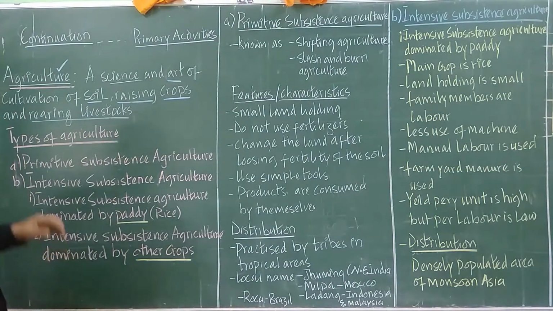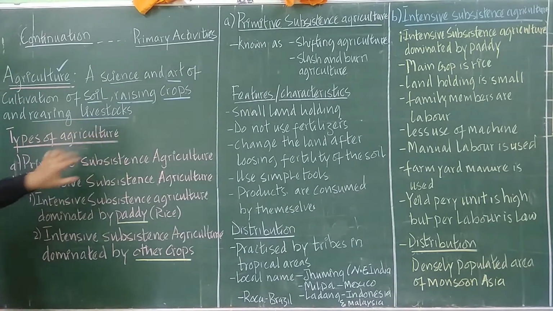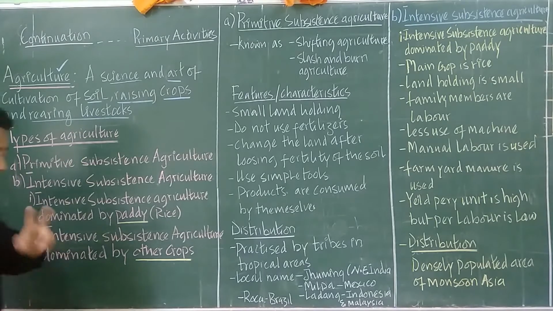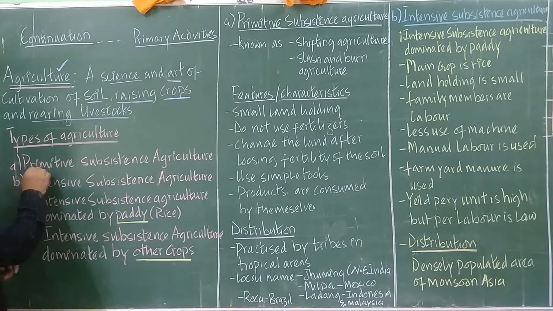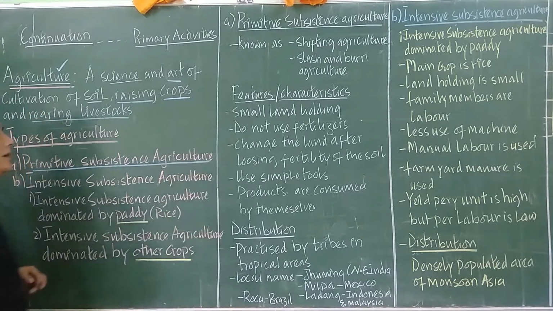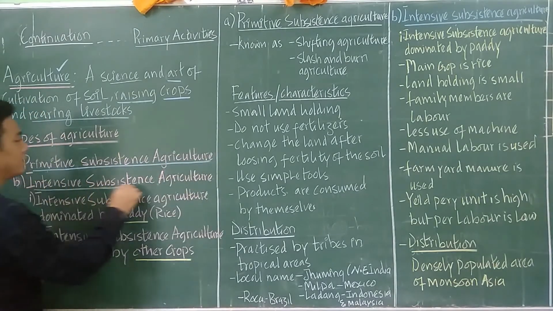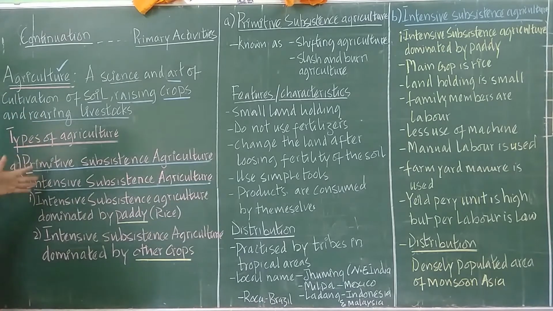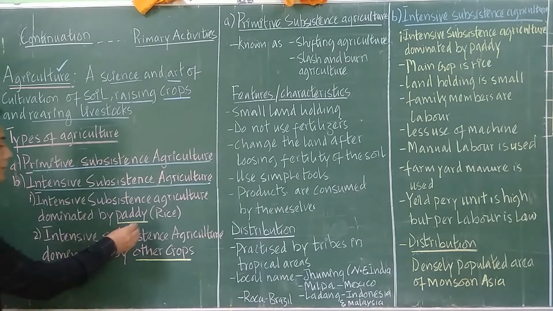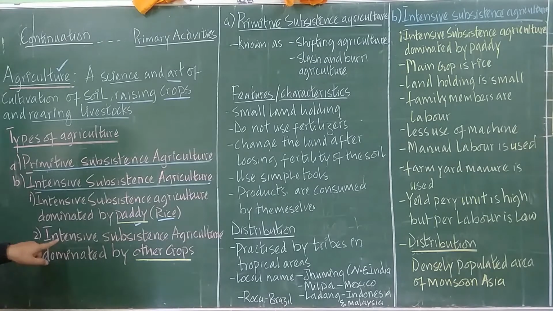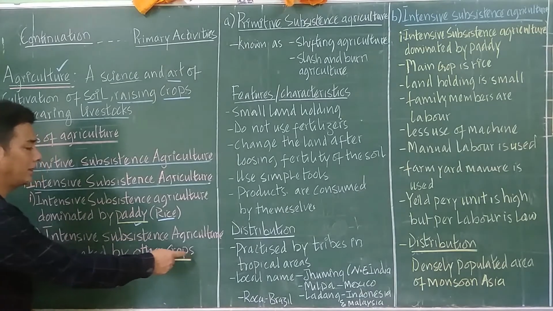Is that clear? All right, now under this agriculture you will find different types, okay. Mainly what has been given in your textbook is 2 types, that is primitive subsistence agriculture and intensive subsistence agriculture. Under the intensive subsistence agriculture, the first is dominated by paddy. Paddy means rice. And the second type is intensive subsistence agriculture dominated by other crops, all right.